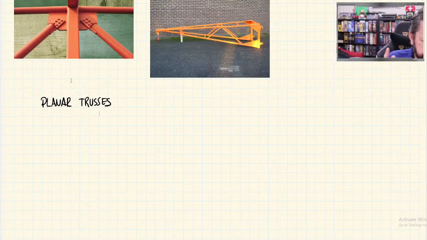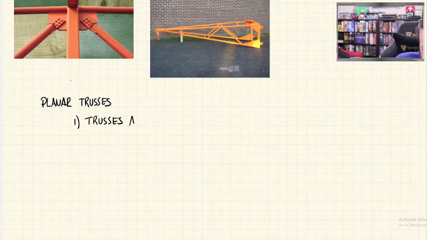All right, so number one idea for planar trusses that we need to understand, and that is that trusses are made of rigid members.